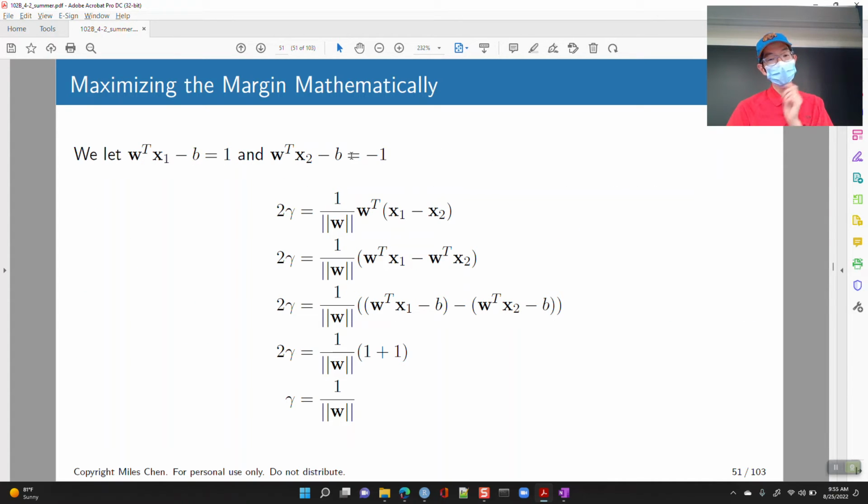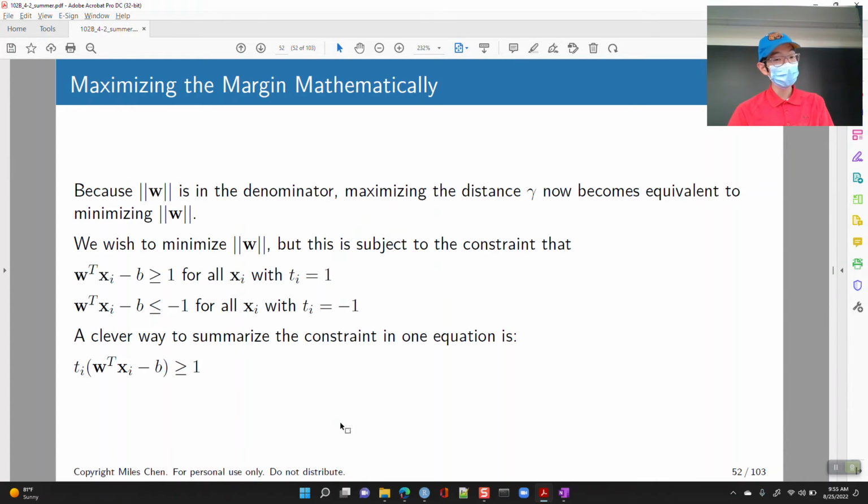Okay? Then we can do this, and I get W transpose x1 minus W transpose x2, right? And I can add a constant b to both sides, and now this is going to equal 1, and this is equal to negative 1. So this whole thing ends up being 2 over the norm of W. And so we get that distance, gamma, equal to 1 over the norm of W. And we want to maximize this, which is equivalent to minimizing the norm of W, I should say. All right, so maximizing that distance gamma becomes equivalent to minimizing the norm of W.